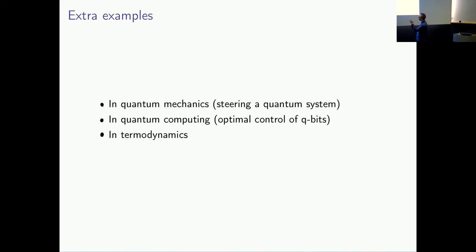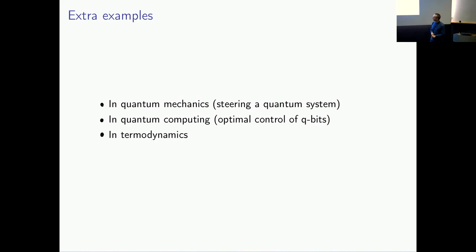For instance, in quantum mechanics, I didn't find exactly an example that I met a few years ago, but okay, I wouldn't have time anyway. In quantum mechanics, you can imagine that you have a quantum system and you have control over certain quantities and you want to steer the quantum system from A to B. This is something that they try to do, at least theoretically, in quantum computing, where you have these qubits that I have no idea what they are, but you want to control them.